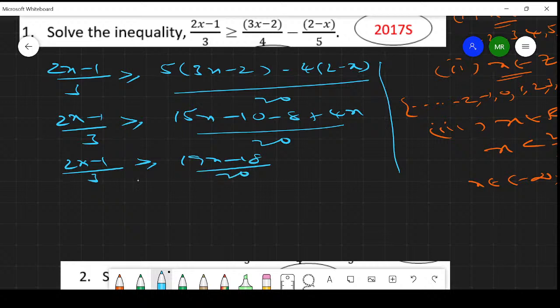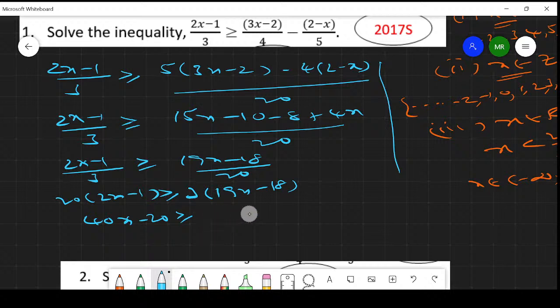We can do cross multiplication. 20 into 2x minus 1 is greater than or equal to 3 into 19x minus 18. So you multiply: this is 40x minus 20 greater than or equal to 57x.